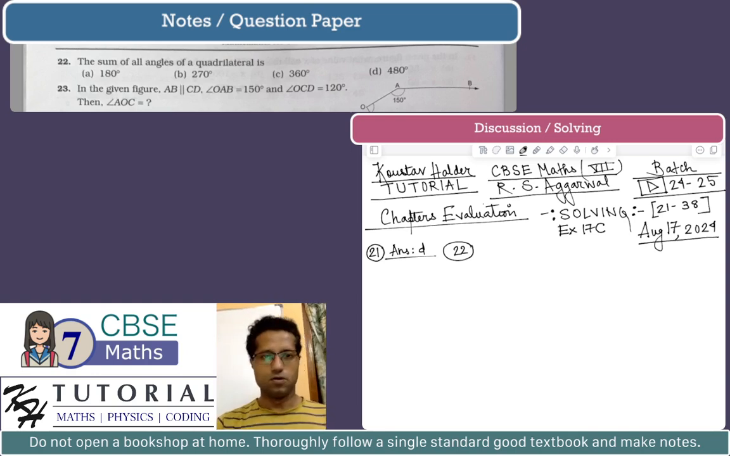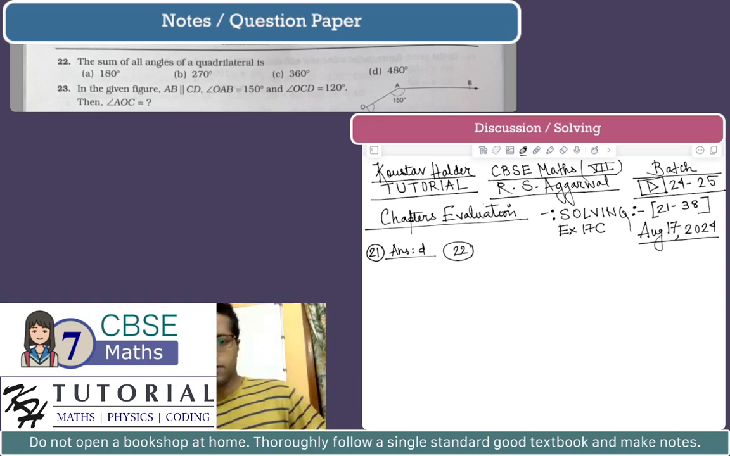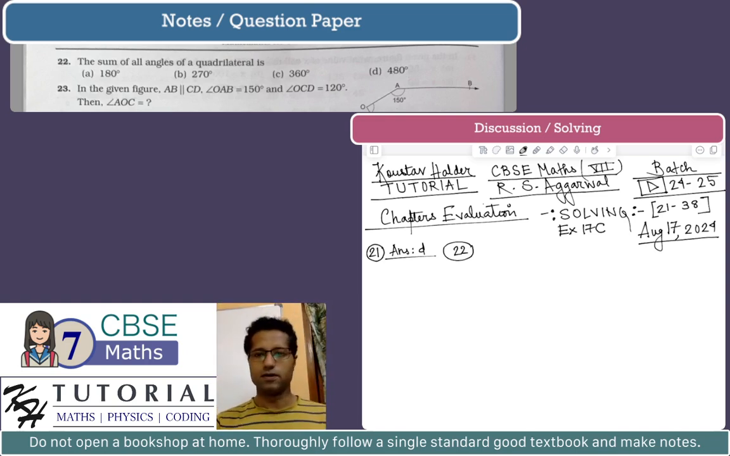Okay, so problem number 22 says the sum of all angles of a quadrilateral is 360 degree. We all know that the interior angles, in the quadrilateral, we have 4 interior angles. Since there are 4 sides of a quadrilateral, there are 4 interior angles, and the sum of the 4 interior angles of any quadrilateral is always 360 degree. So the answer is choice C.